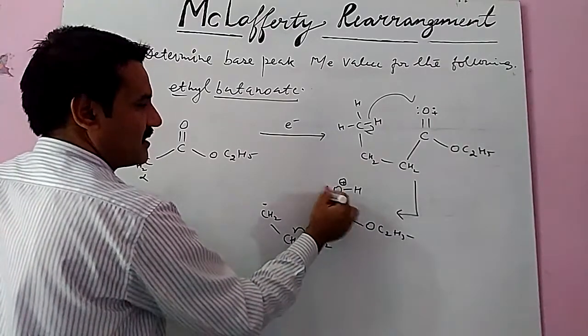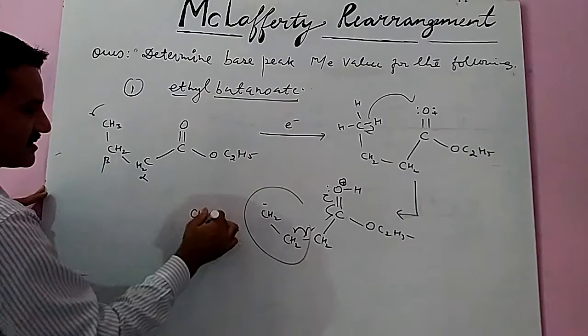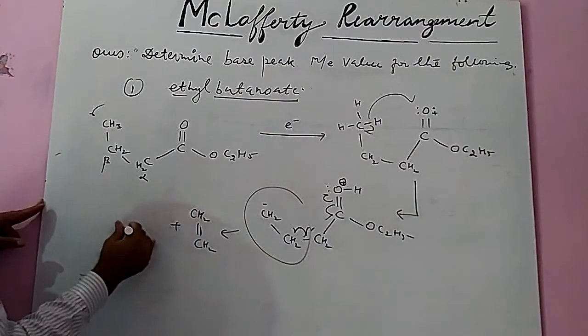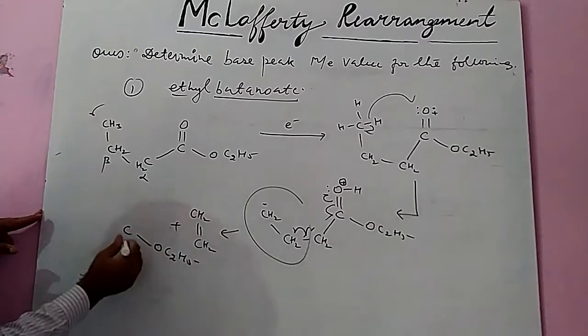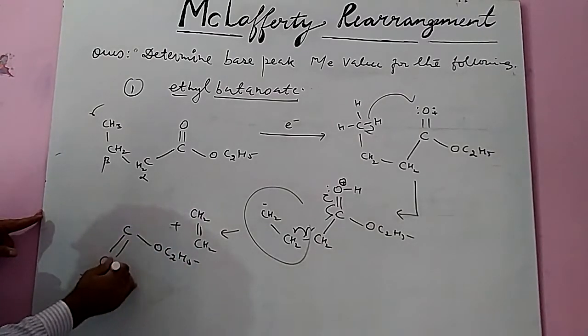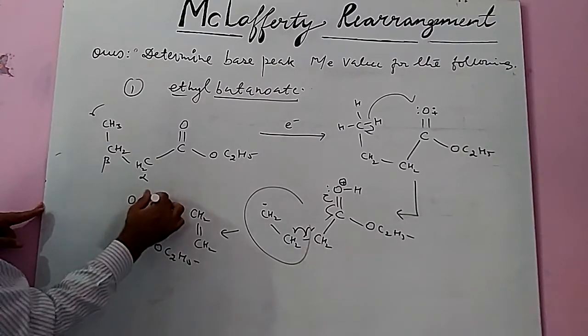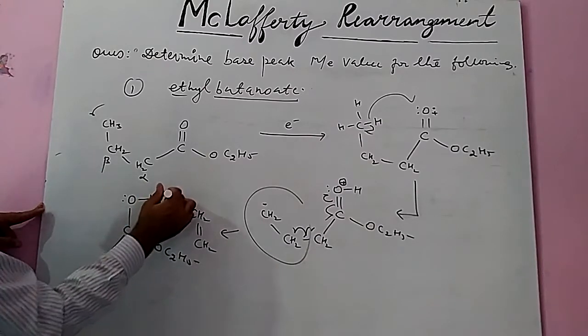Transfer here, transfer here. This is the break of the CH2 double bond CH2, plus the remaining part is C, here O(C2H5), here double bond CH2. In this case here O and H, 1 2 are remaining, shown by radical.